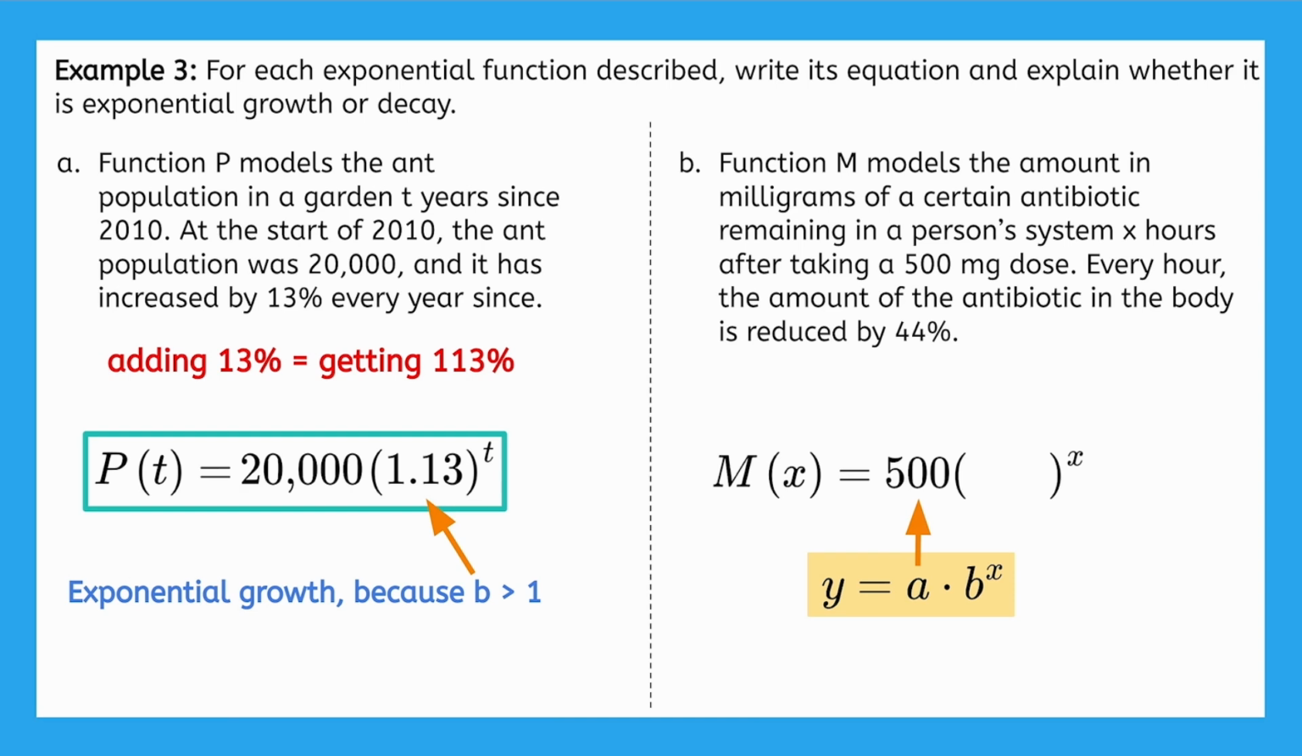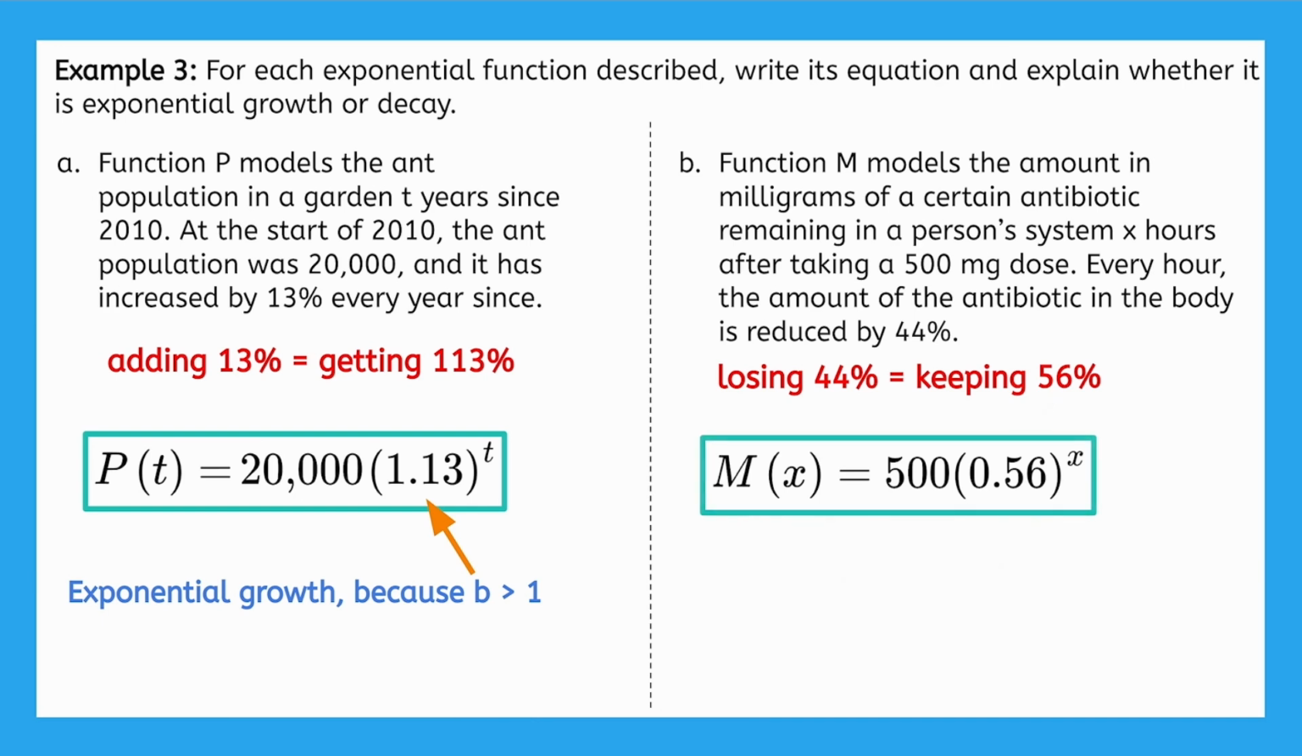Now let's find the growth factor. Just like in the water tank function, let's think about what percent of a quantity is kept after it loses 44%. After losing 44%, we would end up keeping 100% minus 44% of the quantity, which is 56%. Our growth factor should then be 0.56. The equation becomes M of x equals 500 times 0.56 to the power of x. This is an exponential decay function because the value of b is between 0 and 1.